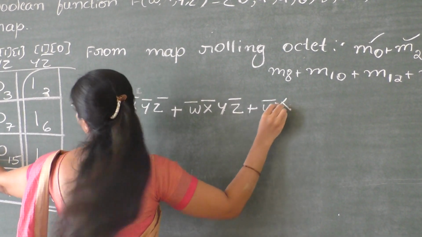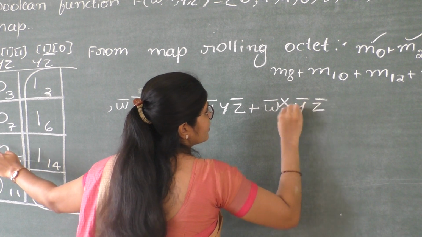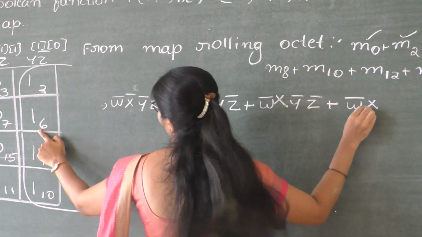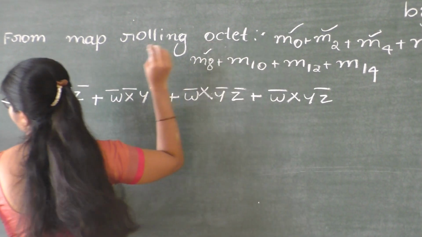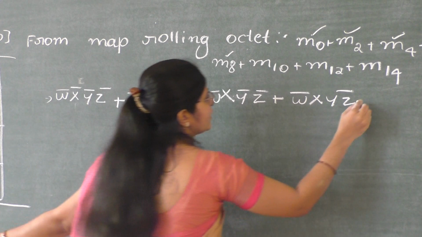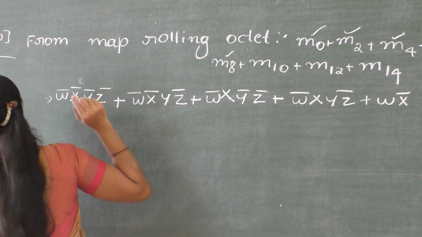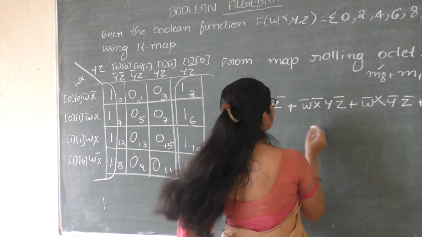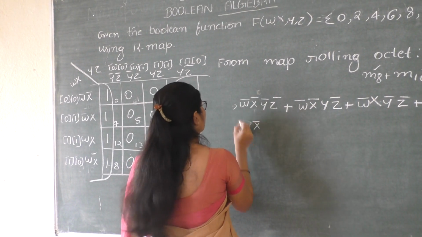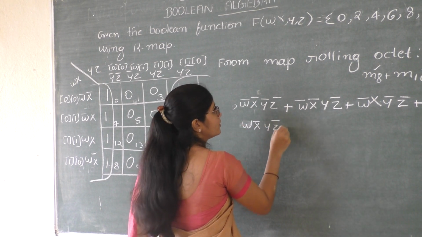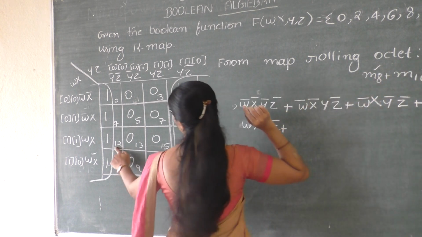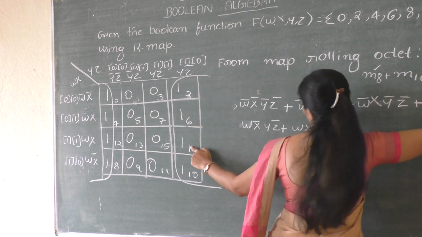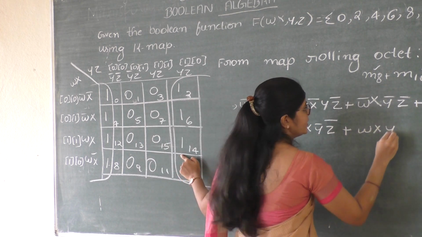W bar X Y bar Z bar, plus M6, W bar X Y Z bar, plus M8, W X bar Y bar Z bar, plus M10, that is W X bar Y Z bar, plus M12, W X Y bar Z bar, plus M14, W X Y Z bar.